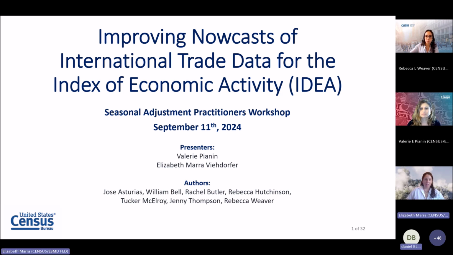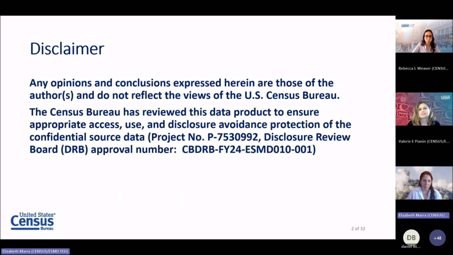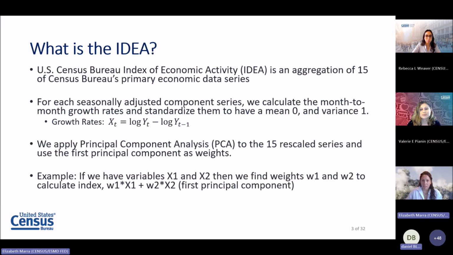Okay. Thank you, Rebecca. As she said, we will be presenting on improving nowcasts of international trade data for the Index of Economic Activity. So the Index of Economic Activity, or the IDEA, as we like to call it, is an aggregation of 15 of the Census Bureau's primary economic indicators. We calculate the index by first computing the growth rates for each of the 15 seasonally adjusted component series.